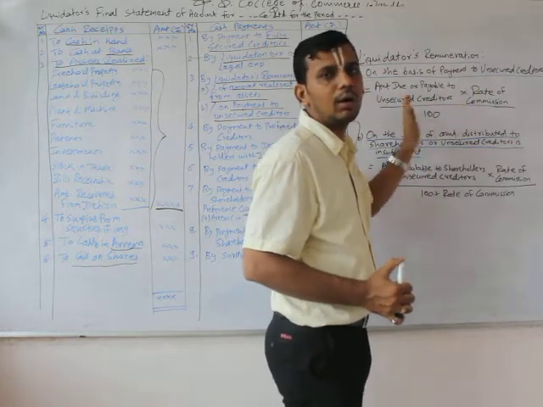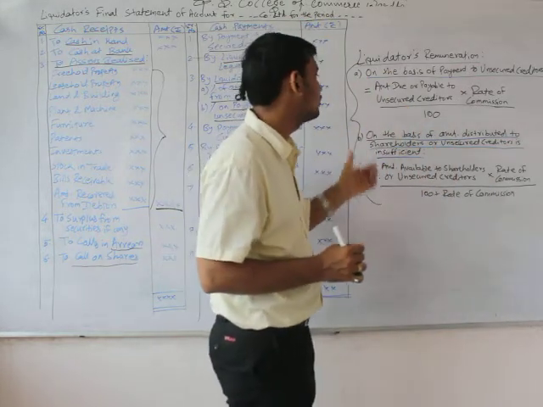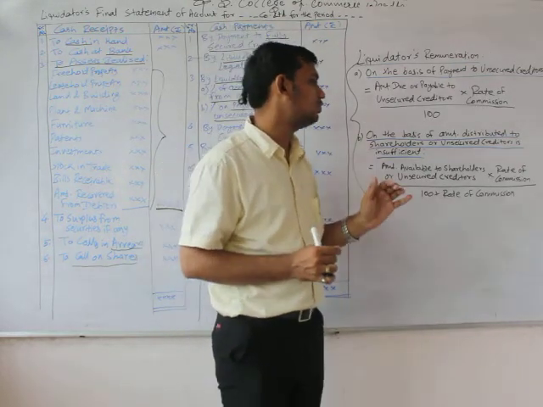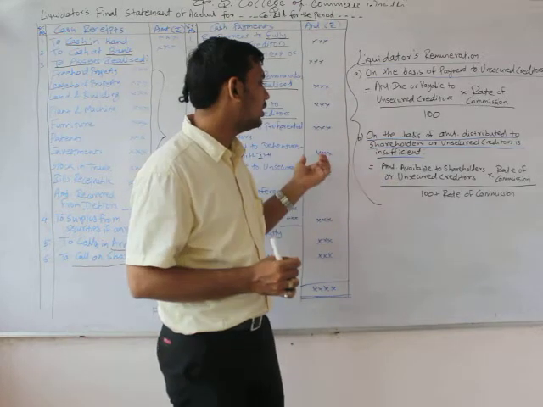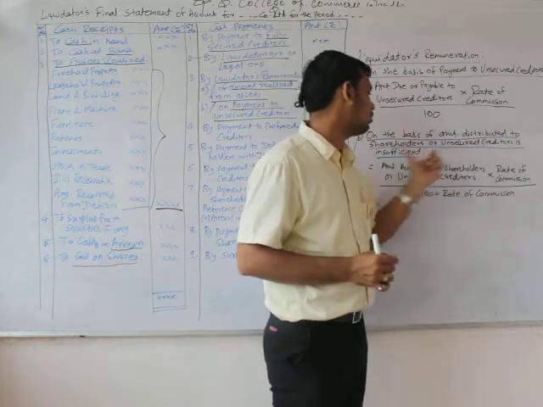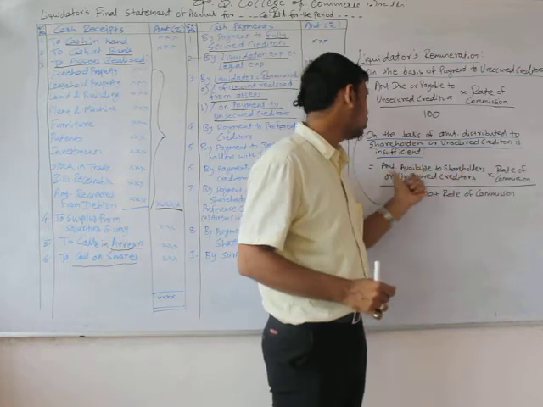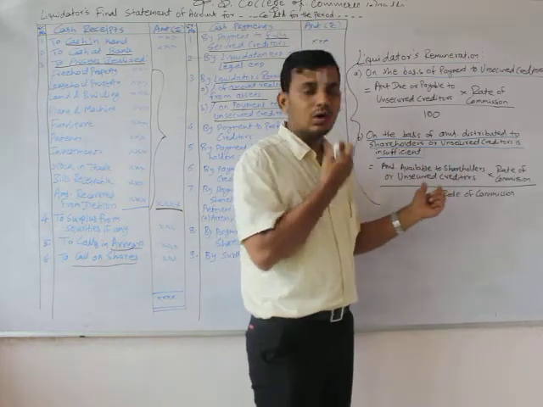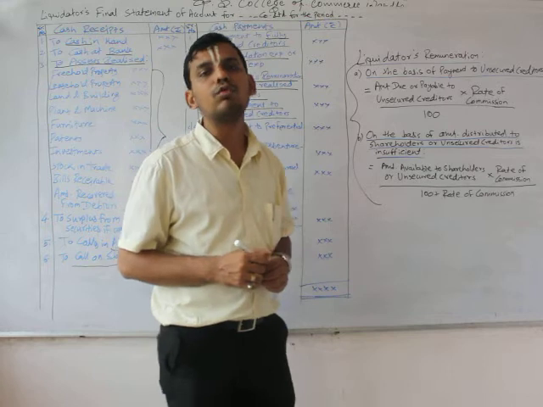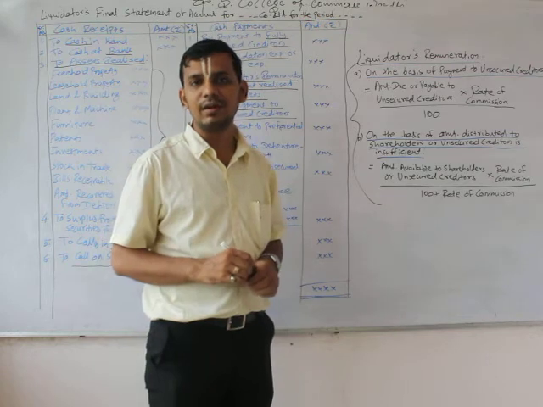Simple and straight formula: amount of unsecured creditors into rate divided by 100, if creditors are being fully discharged. Secondly, if there is not full payment made to the creditors, or insufficient funds are available from the realization of the assets, so that the amount distributed to shareholders or unsecured creditors is insufficient, only in that case the formula would be amount available to shareholders or unsecured creditors into rate of commission divided by 100 plus rate of commission. These two formulas can be used for the purpose of calculation of the remuneration to liquidator.